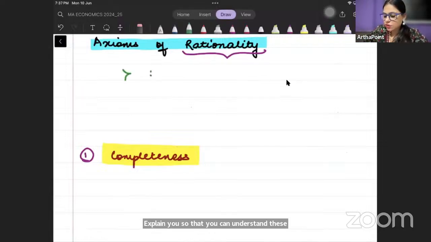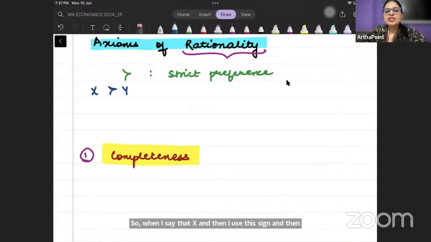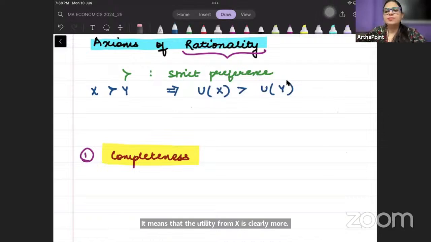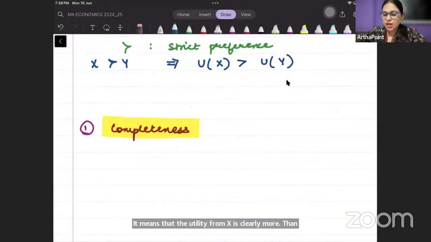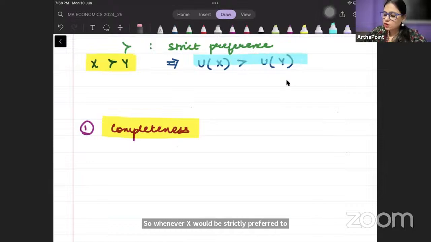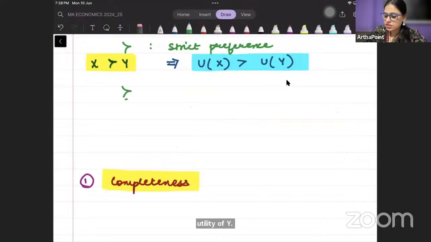This stands for strict preference. When I say X, then use this sign, and then Y, it means X is strictly preferred to Y. It means that the utility from X is clearly more than the utility from Y. This is how we can write this. Whenever X is strictly preferred to Y, it means that the utility of X will be strictly more than the utility of Y.